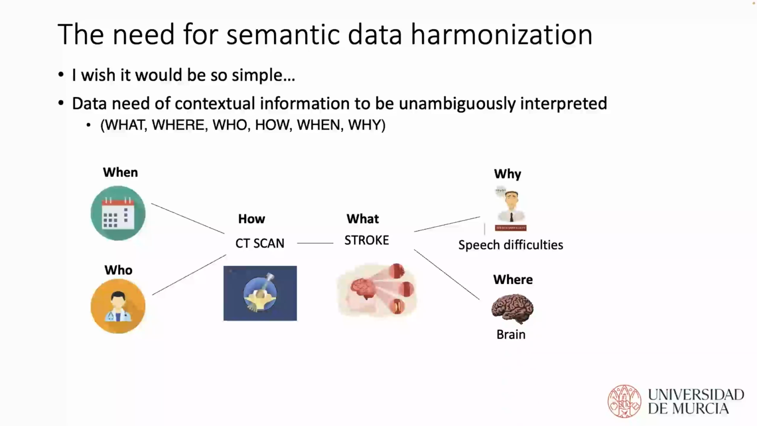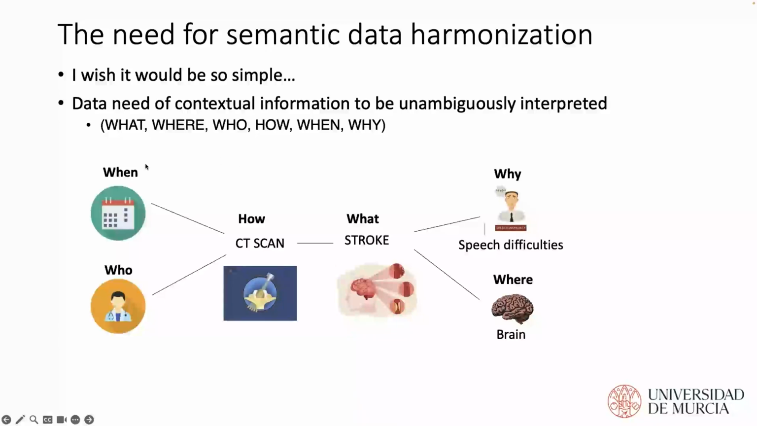But I wish it could be so simple and just using a code could be enough. But data need contextual information to be unambiguously interpreted, and this contextual information is usually provided as answers to the questions when, who, how, what, why, and where. So in the example of the stroke diagnosis, we may have the stroke diagnosis, but we want to know some contextual information about it.